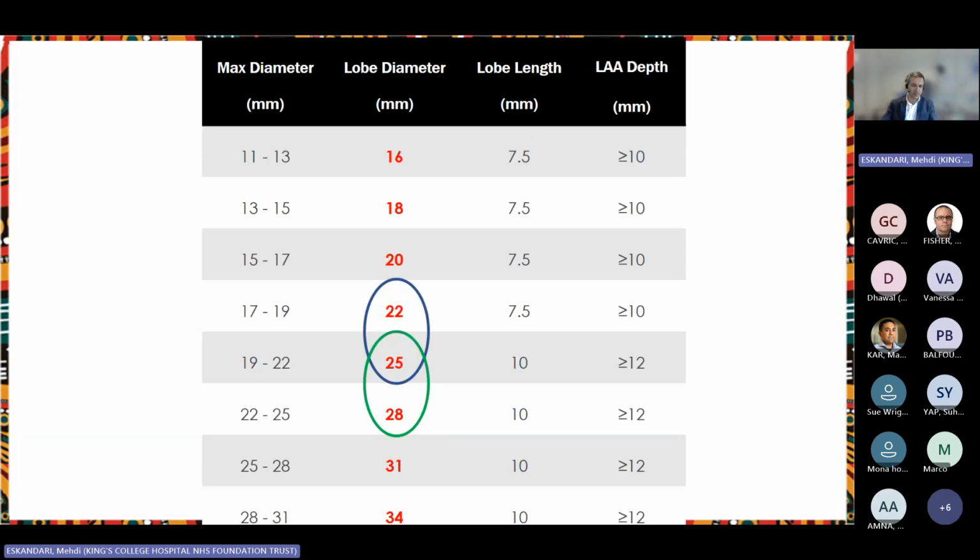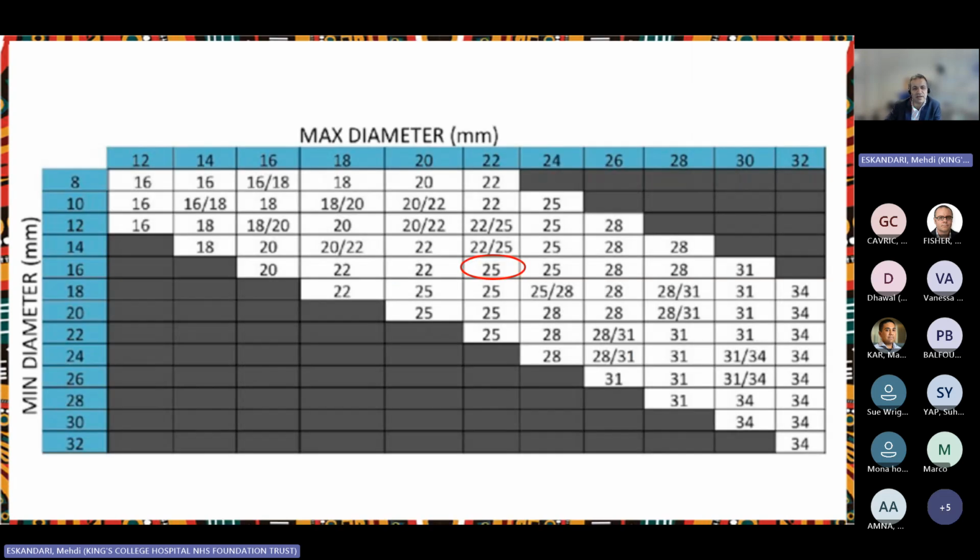So the sizing comes from the manufacturer. This is the Amulet device, and you can see that in this particular case, it overlaps. And interestingly, the manufacturer sizing also has an overlap. So you can go 25, you can go 28, and that's a number of things to consider. Difficult one, but there is a new matrix coming from a publication that I personally use, and it helps a bit. In this particular case with 17 by 22, it lands on 25, and therefore in this case we use a 25 millimeter Amulet.